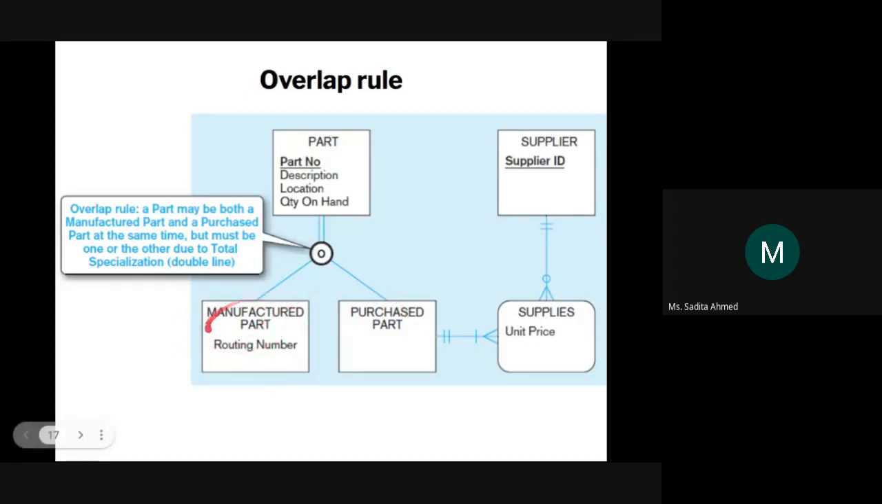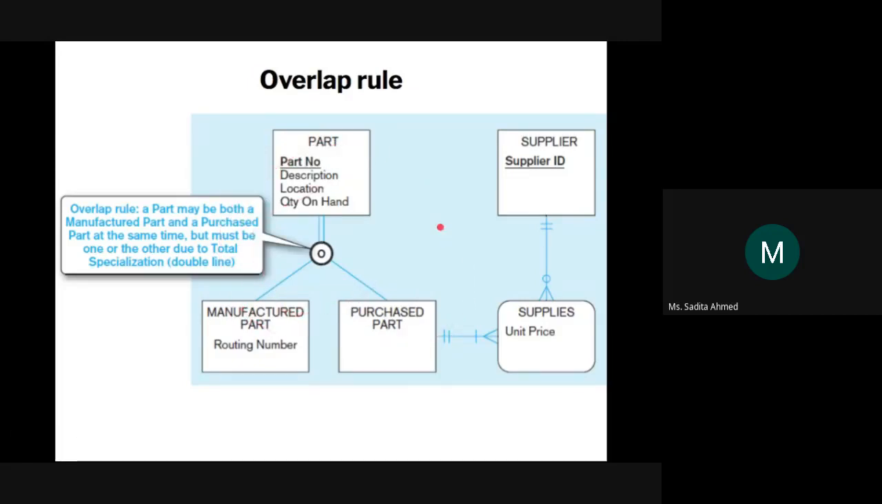Let's say the factory manufactures it, but beyond a certain grade or beyond a certain quality, it has to purchase it or import it from outside. Or let's say, for example, it has a certain quota or a certain limit to how many parts it can manufacture. Beyond that, if the demand exceeds the number of parts that have been manufactured, then they get it supplied by an external supplier. So basically, the overlap rule specifies that a part instance can be both manufactured and purchased. Whether it makes sense here or not, we don't have to decide that.